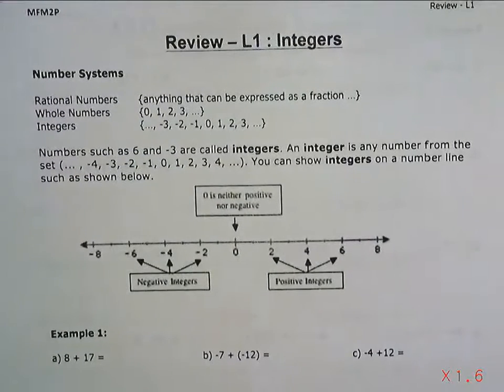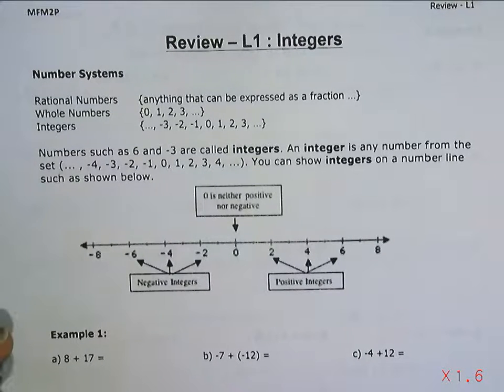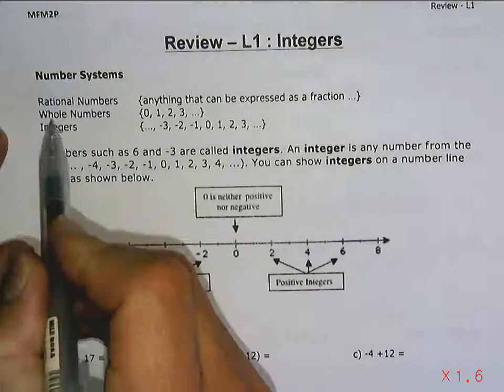Now, when I say number system, perhaps another word for that to make more sense to you guys is a number family or a number group, okay? So it is a group of numbers, kind of like different groups of kids in the school. We have grade 9s, we have grade 10s, we have grade 11s, right? So we have different groups of numbers.